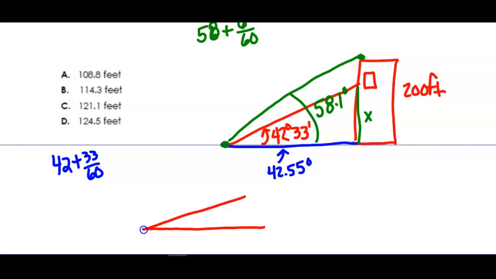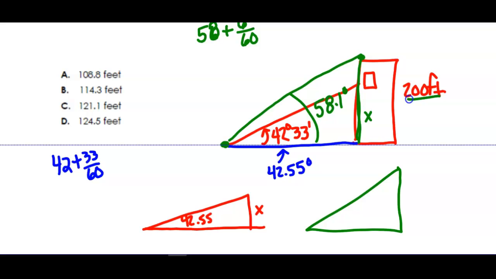We know right now that in the red triangle, this is 42.55, and we're trying to find this distance h. But we don't know anything else. In the green triangle, see, the green triangle is golden because 200 is all the way to the top here. So 200 here and 58.1 here. I'll call this G for ground. If we can find that ground distance, then we'll be able to find X over here.